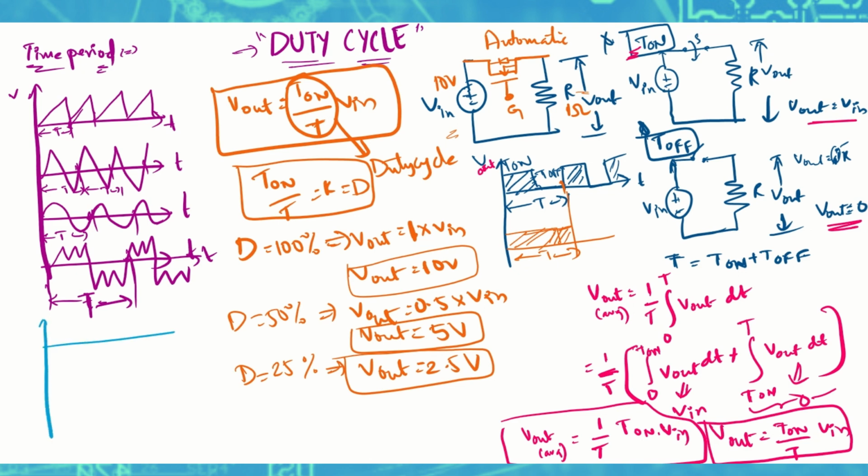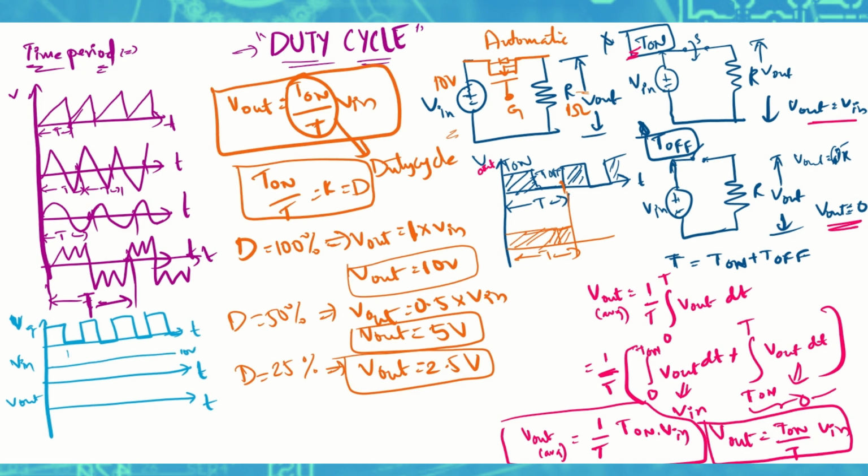So this is our gate pulse, and let us consider this as V in and V out. First of all, we'll consider 50% as the duty cycle. Okay, this is 50% duty cycle. Now V in is constant, 10 volts.